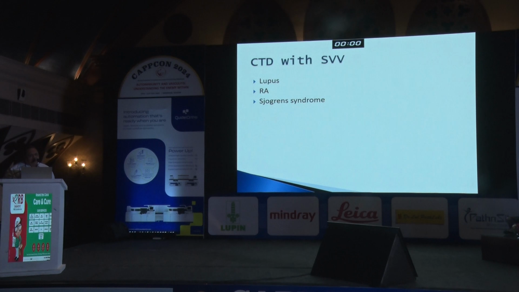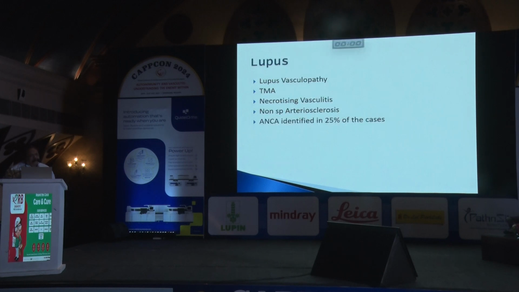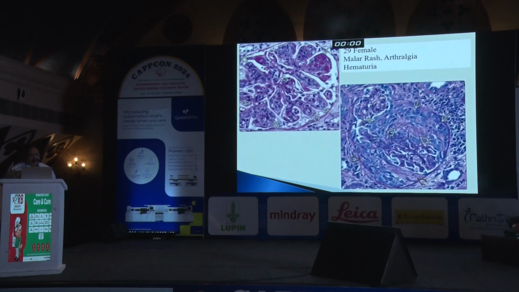So CTD with small vessel vasculitis, we can see in lupus, rheumatoid arthritis, and Sjogren's syndrome. And lupus vasculopathy has been dealt with extensively yesterday by Sanita ma'am. And here we had a 29-year-old female just last month who presented to us with malar rash, arthralgia, and hematuria, whom we biopsied, and we found a class 4 lupus with diffuse proliferation and an MPGN kind of picture with these hyaline deposits. She was treated accordingly, and in other sections we even found crescents.